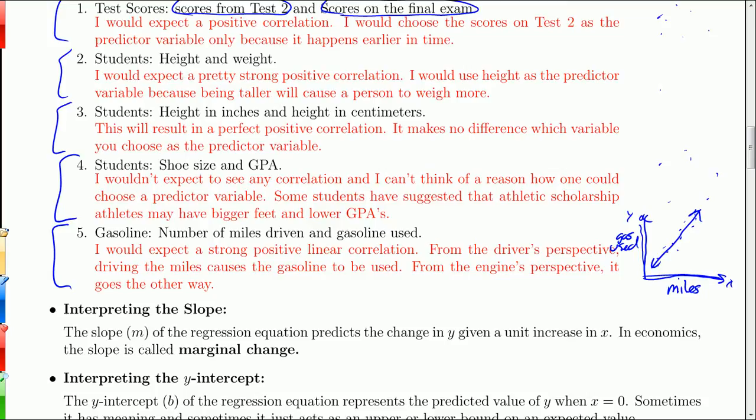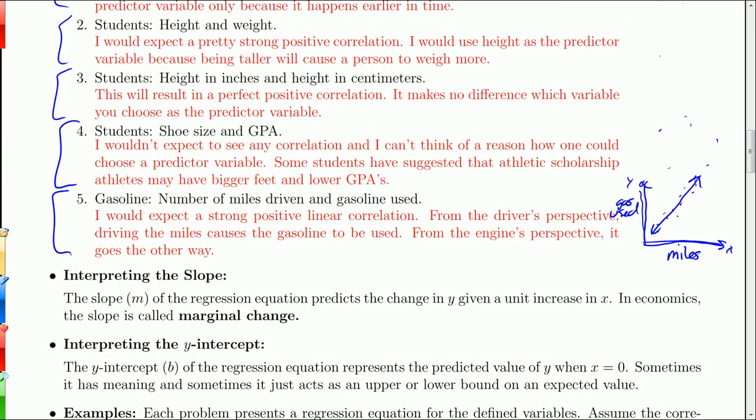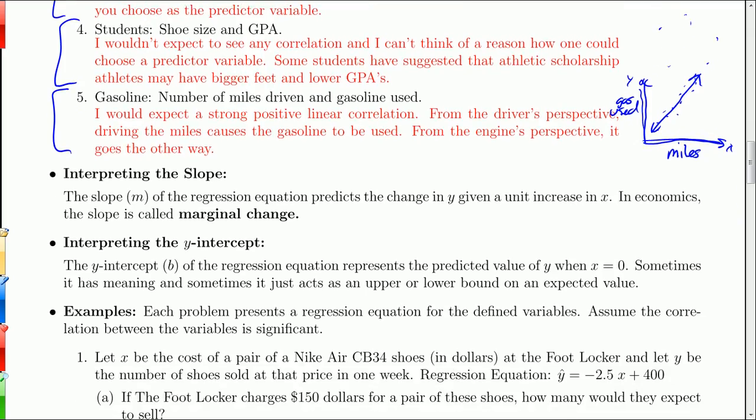Okay, so now we're going to interpret some of these properties. And remember, our regression equation looks like this: y hat equals mx plus b, where m is the slope and b is the intercept. It's the y-intercept. By the way, what would the slope over here be?